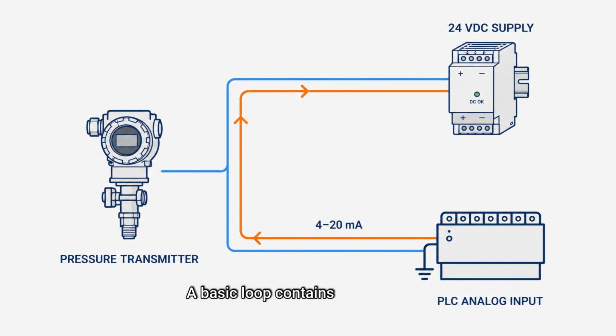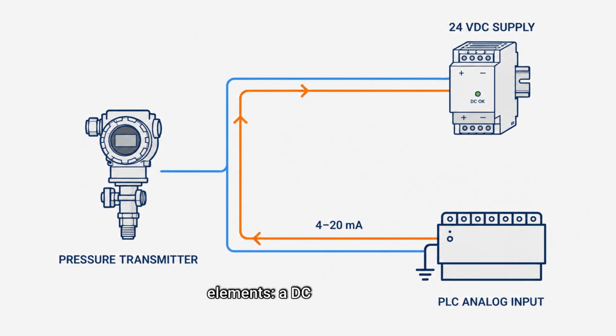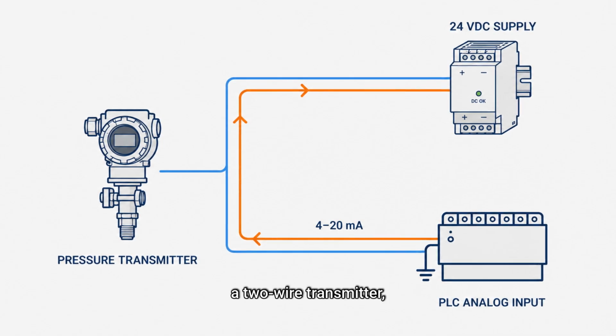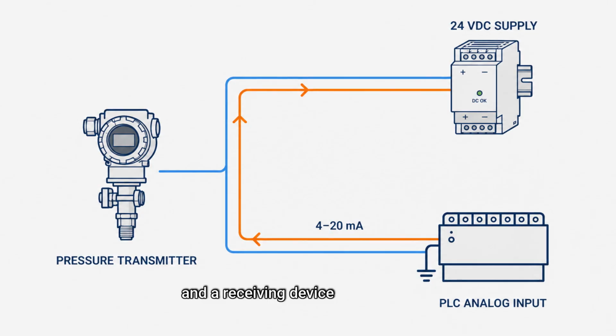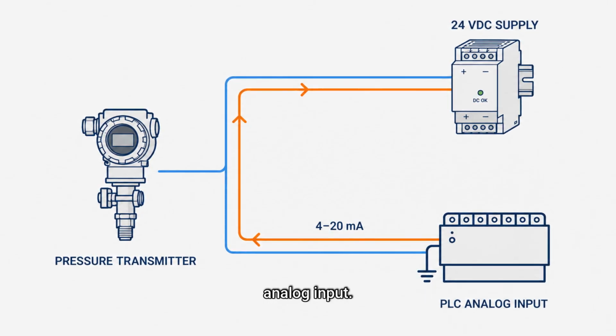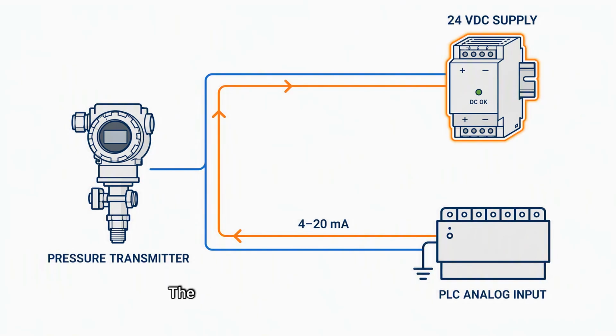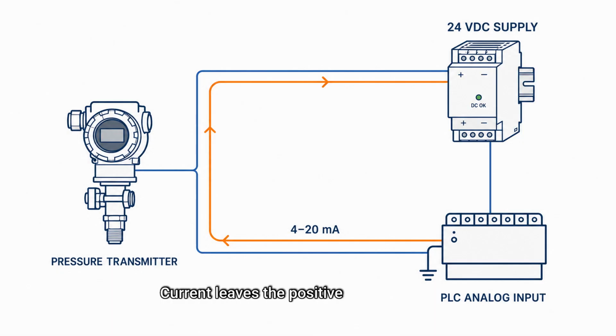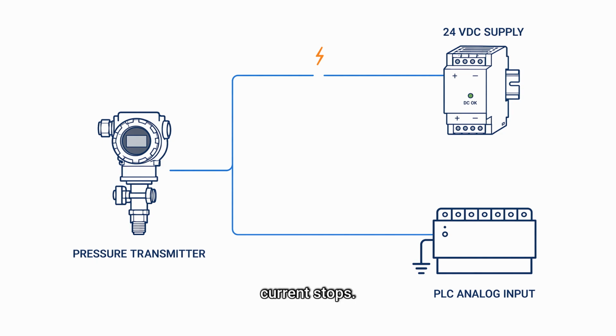A basic loop contains 4 practical elements: a DC power supply, a 2-wire transmitter, the field cable, and a receiving device such as a PLC analog input. The supply provides energy. The transmitter controls the loop current according to the measured process value. The input measures that current, while its internal resistance creates a voltage drop. The circuit must be complete. Current leaves the positive supply terminal, passes through the transmitter, travels through the cable and input, then returns to the negative terminal. If the circuit opens anywhere, current stops.